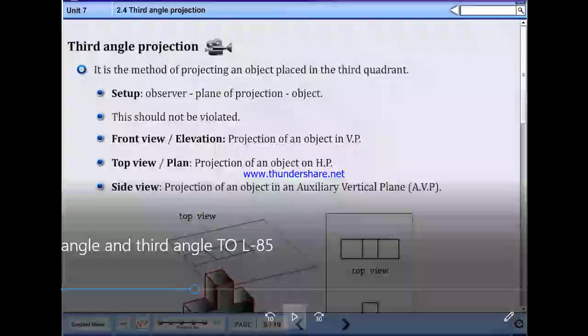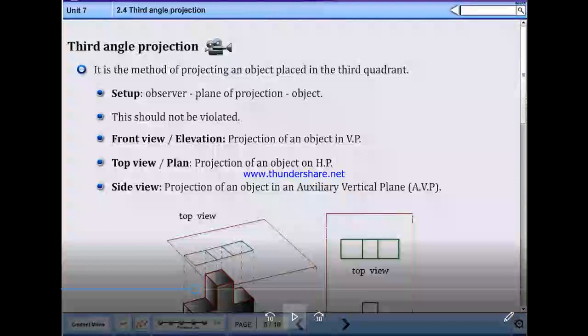Note on third angle projection. In this method of projection, the object is placed in the third quadrant. Setup: observer, plane of projection, object. This should not be violated. Front view, elevation: projection of the object on a vertical plane. Top view, plan: projection of the object on the HP, horizontal plane. Side view: the projection of the object on an auxiliary vertical plane, AVP. Note down the figures also.